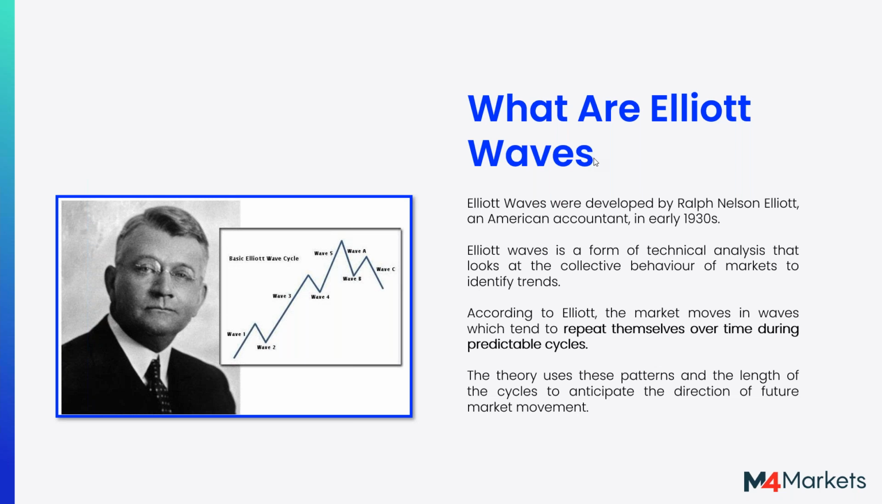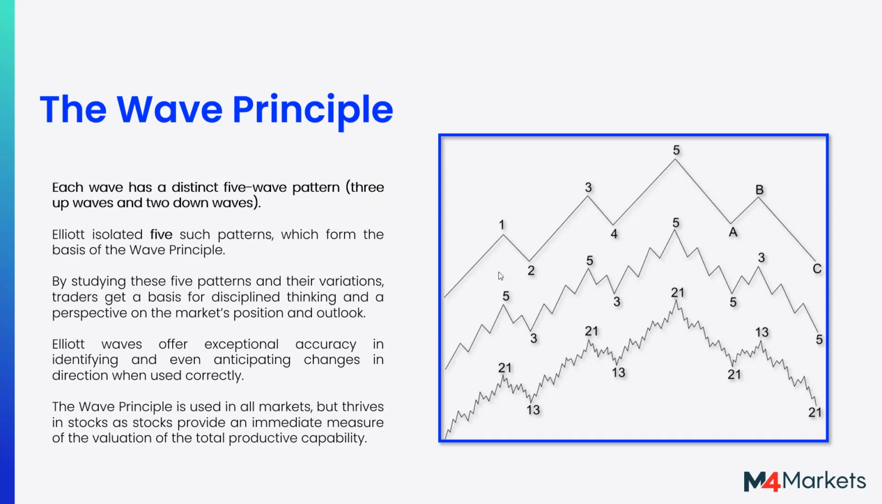According to Elliott, the gentleman in the picture, the market moves in waves which tend to repeat themselves over time during predictable cycles. The theory uses these patterns and the length of the cycles to anticipate the direction of future market movement. This might sound a bit hard to digest in theory and reading it, but we're going to see everything today.